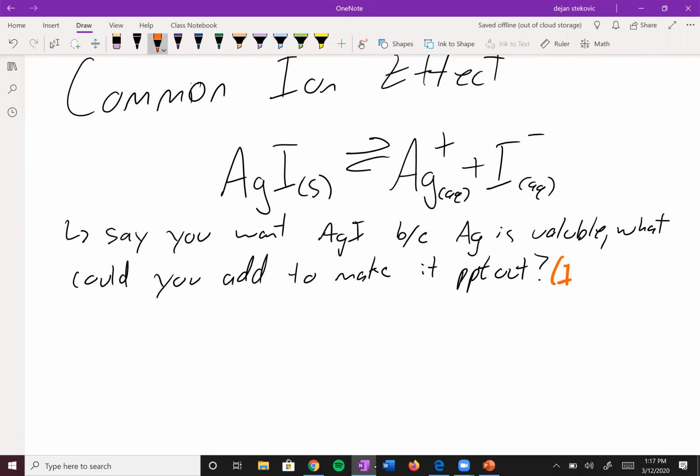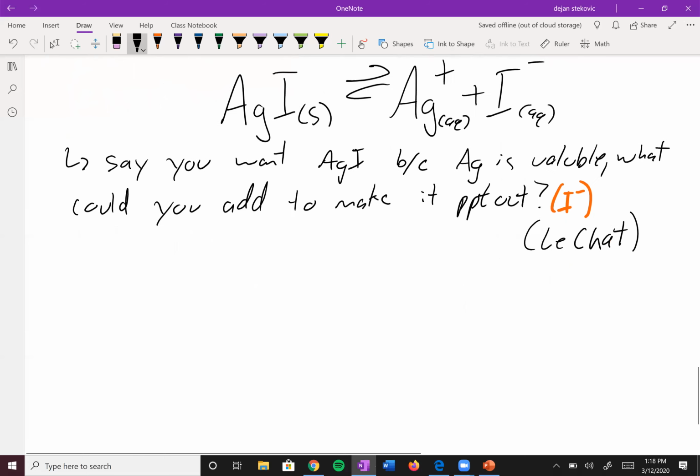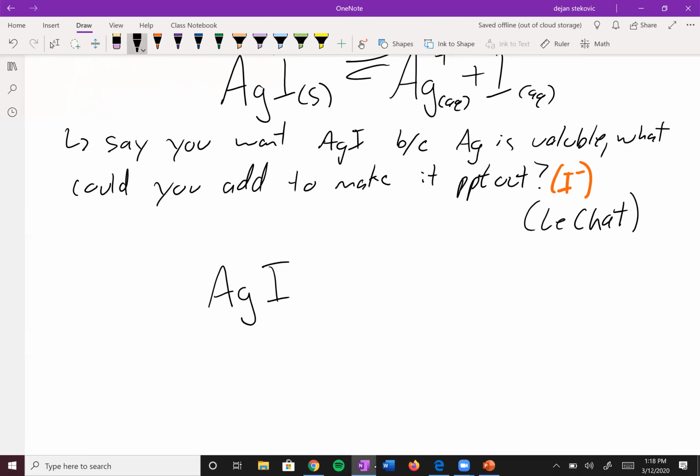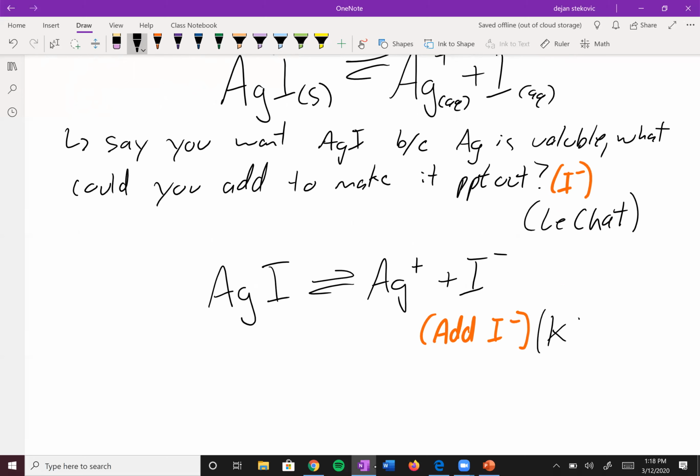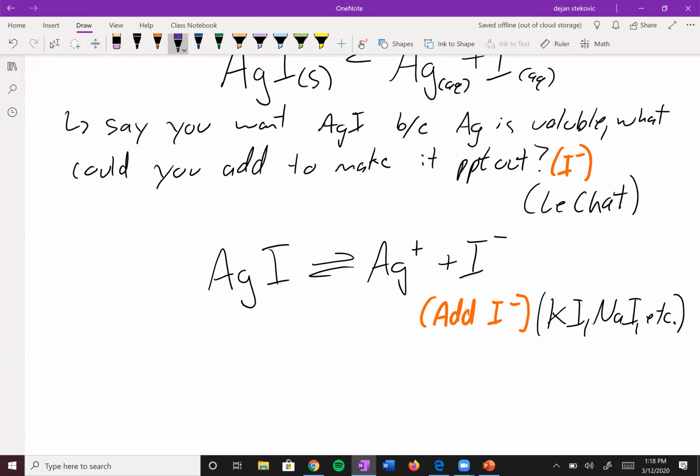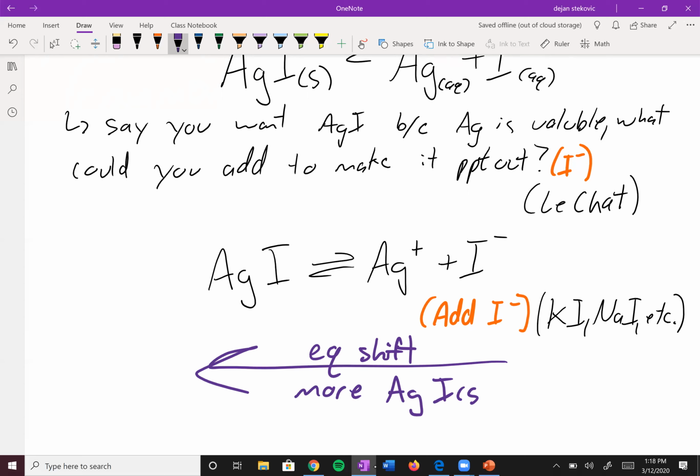Right, so you could add iodide. And again, this is just a rehash of Le Chatelier's principle. So I'll just write Le Chat. Right, so AgI dissociating to Ag plus and I minus. If we add I minus, maybe that's from potassium iodide or sodium iodide, something cheap. Iodide's pretty cheap. We're going to cause a shift in the equilibrium. And in which direction is the equilibrium going to shift? Towards the left, right? Towards the reactants. Equilibrium shift, and so you get more solid silver iodide. So again, just a rehash of Le Chatelier's principle.